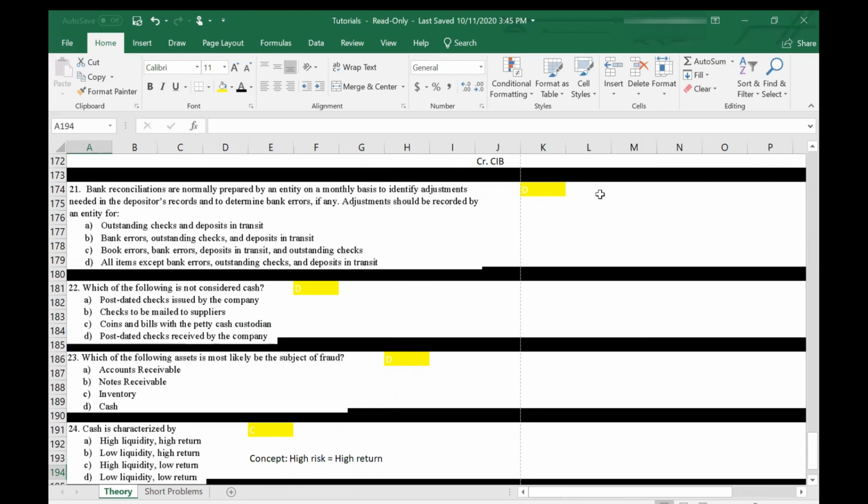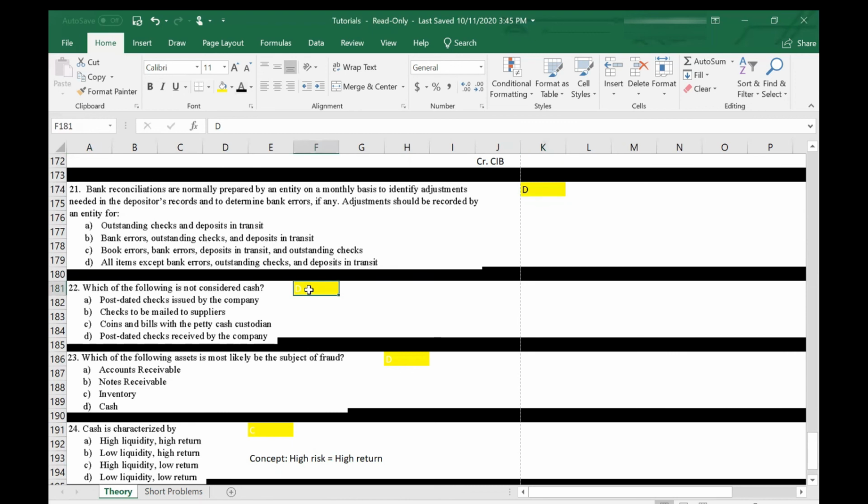Letter B, bank errors, outstanding check, and deposit in transit. No, because in case the bank committed an error, it's the bank who should adjust, not you. Letter C, book errors, bank errors, deposit in transit, outstanding checks. Still not the correct answer. Letter D, all items except bank errors, outstanding checks, and deposit in transit. And these other items pertain to what? Your credit memos, debit memos, book errors. Meaning you only adjust your books for these items: cash, credit memos, debit memos, and book errors. So the answer for this is letter D.